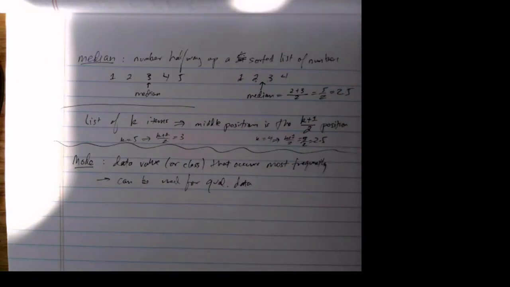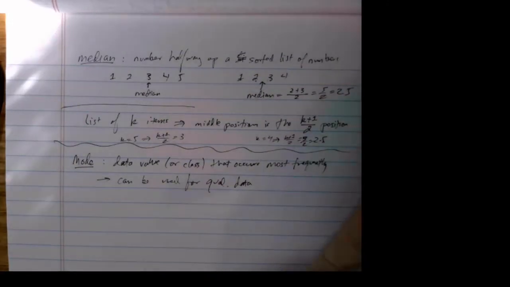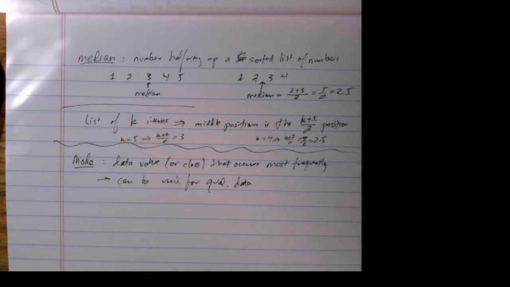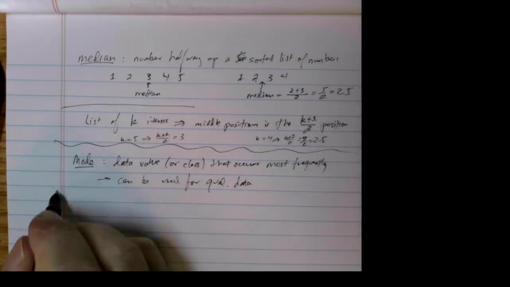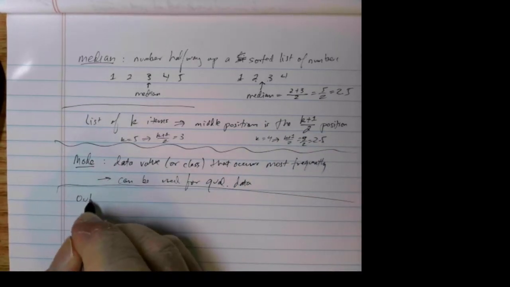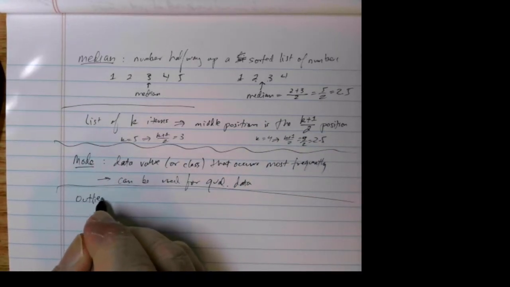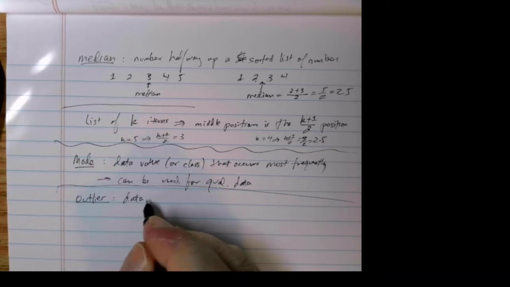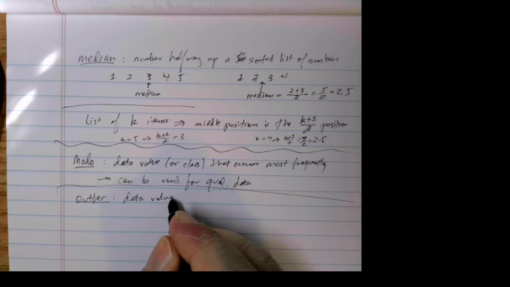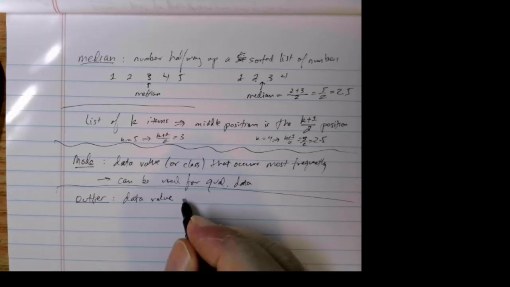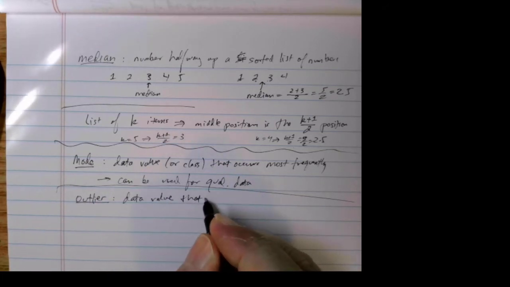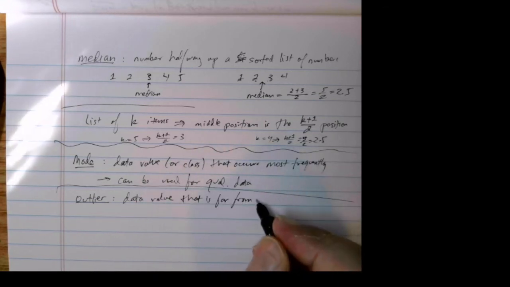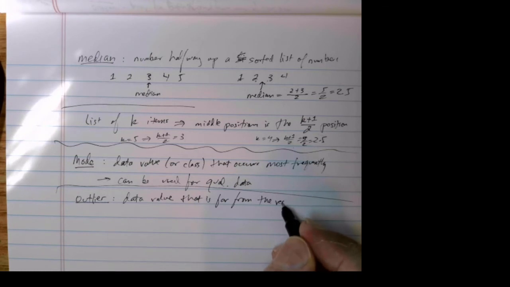All right. Well, there's a problem that can arise with measures of central tendency when you have what are called outliers. An outlier, and we're talking about numerical data here, is a data value that is far from the rest of the data.